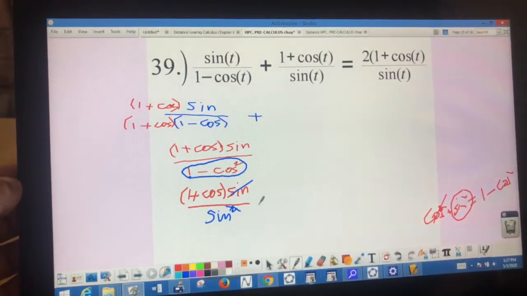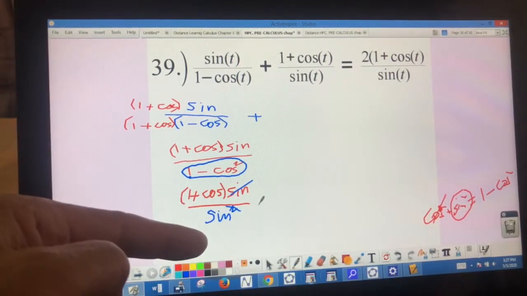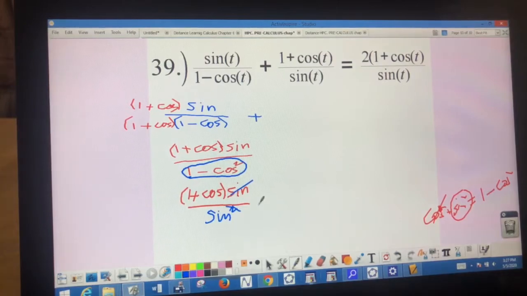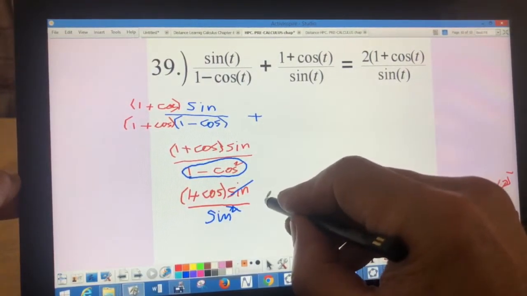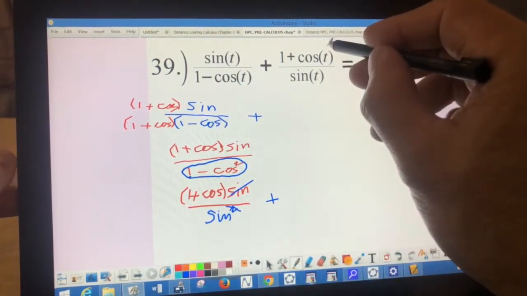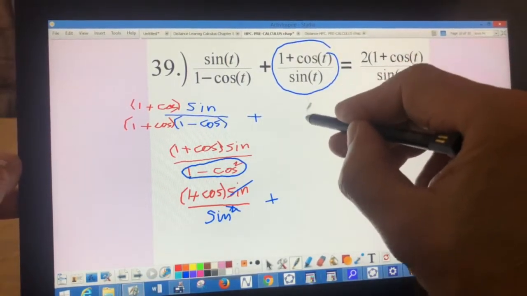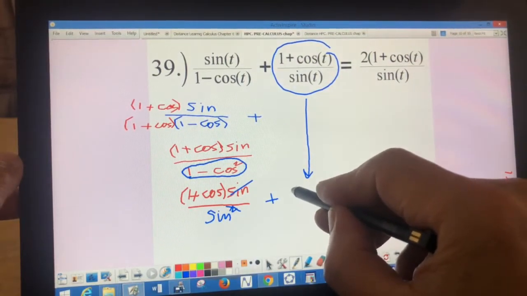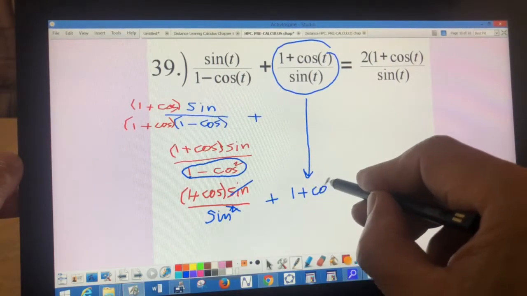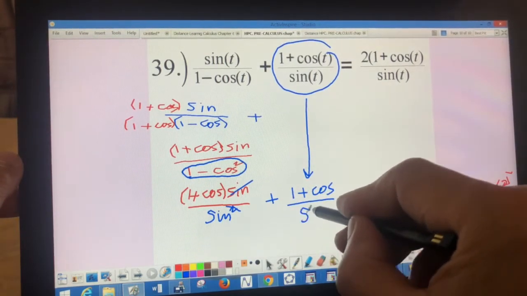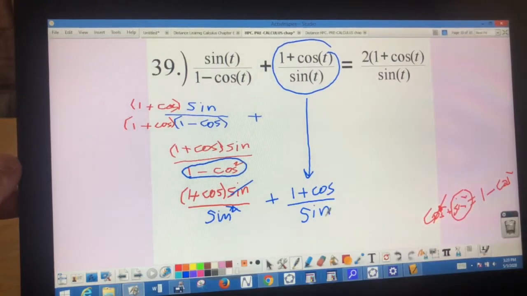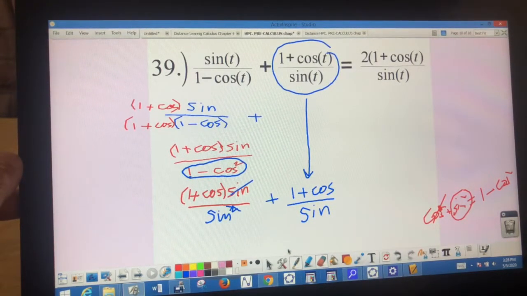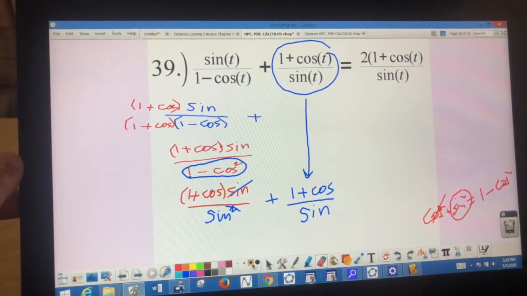That's what I meant. So you got 1 over sine, 1 plus cosine over sine. And then you're going to add. Okay, I don't need to work too hard. See this? It came down here. It will be 1 plus cosine over sine. Okay? Because of this, sine is gone. This sine right here is simplified with the square in the bottom.